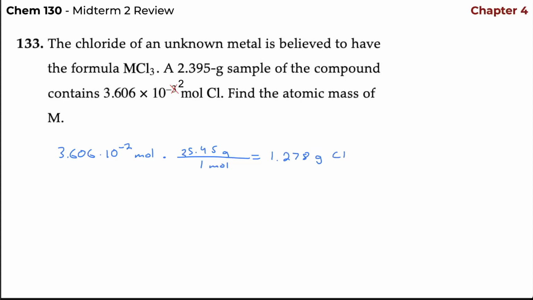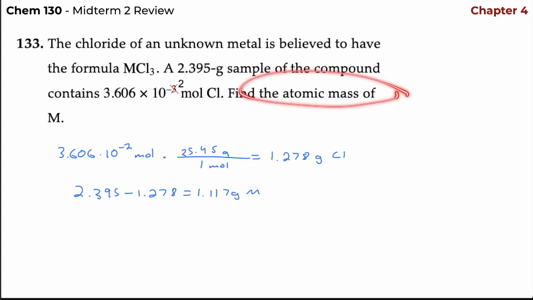There we go, pretty straightforward. This is how many grams of Cl there are. Now, what we need to do is take the total and subtract this, so simple: 395 minus 1.278. How many grams of M are there going to be? There's going to be 1.117 grams of M.